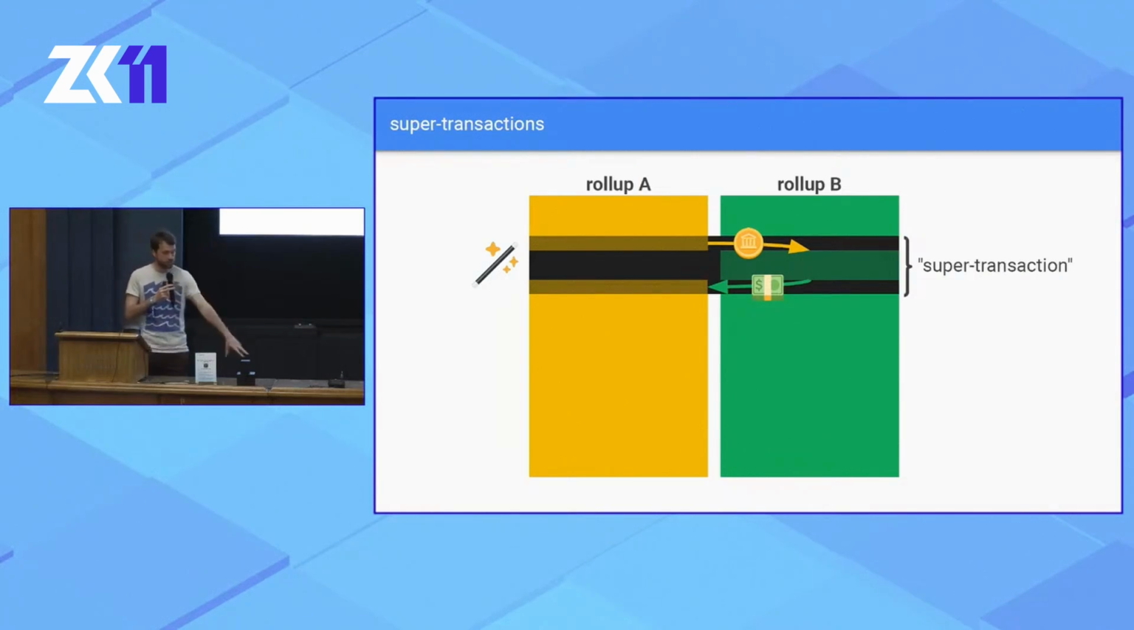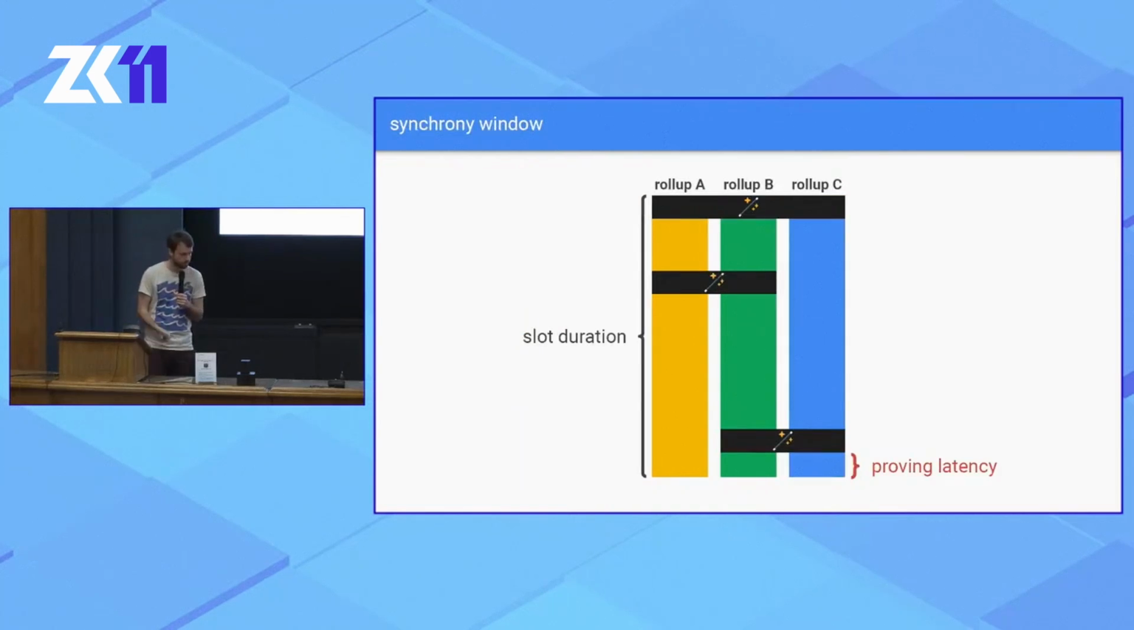But in order to achieve that kind of vision, we actually need 2 things. One, we need shared sequencing. So we need these 2 rollups A and B to opt in to using the same sequencer. But also, extremely importantly, and this is the second pillar, we need this real-time proving. And where latency comes into play is that it basically limits the opportunity for synchronous composability.